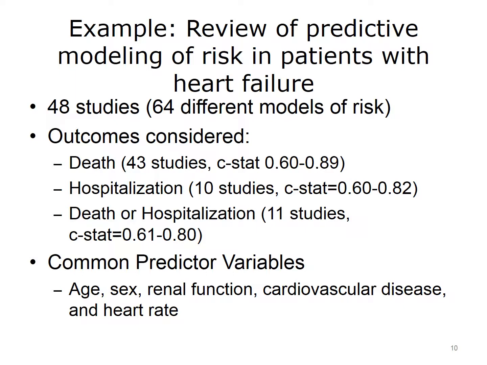In a review of predictive modeling for patients with heart failure, Rahimi and colleagues provide some perspective on how well the models work. The paper looked at 48 published studies using 64 different models of risk. The outcomes of the studies were either death, hospitalization, or the combination of death or hospitalization. The 43 models of death had C statistics, discussed in Lecture A, of between 0.60 and 0.89. The 10 models of hospitalization had slightly lower C statistics, of 0.60 to 0.82. The 11 studies where models predicted death or hospitalization had C statistics between 0.61 and 0.80. The most common predictor variables included age, sex, renal function, cardiovascular disease, and heart rate.